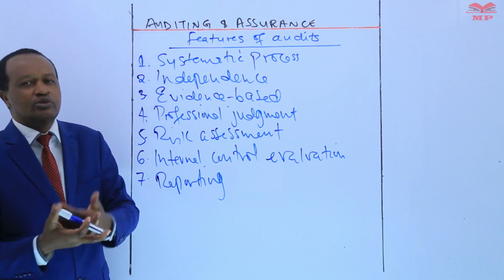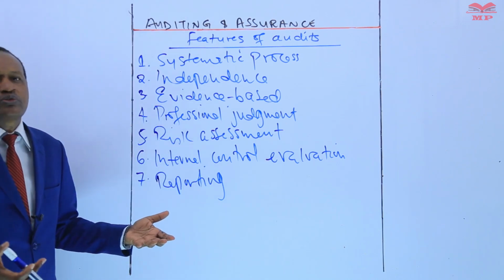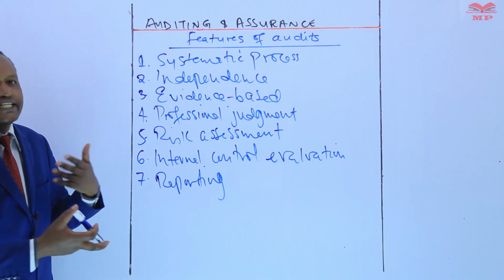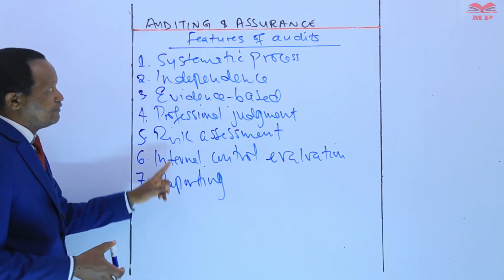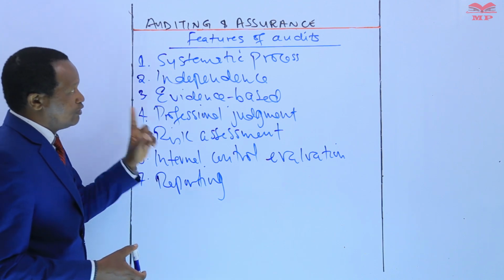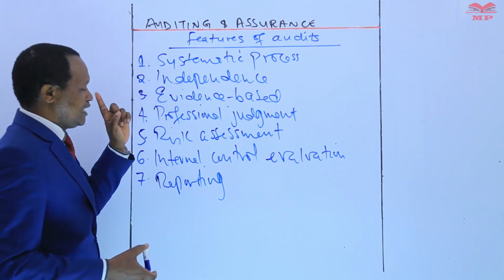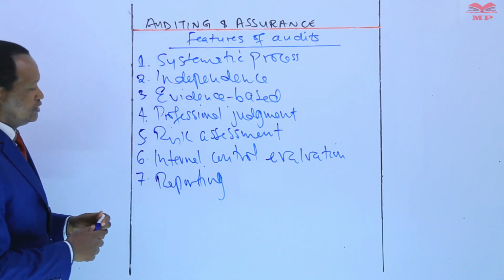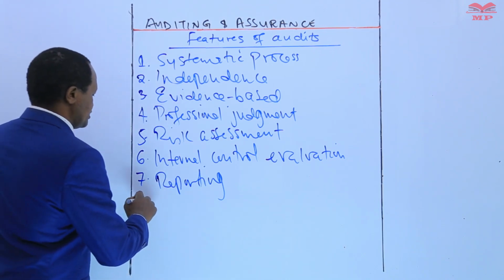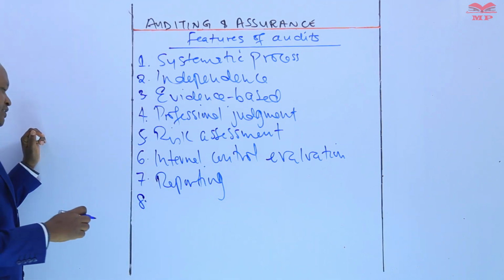And the report may include recommendations for improving internal controls. It may also include aspects of the organization's operation. So reporting is a feature of audits. An audit must have a report at the end of the process. Another feature is that audits must comply with standards.